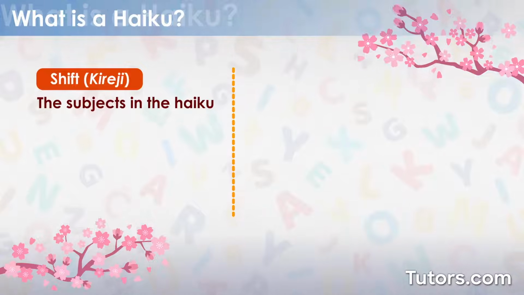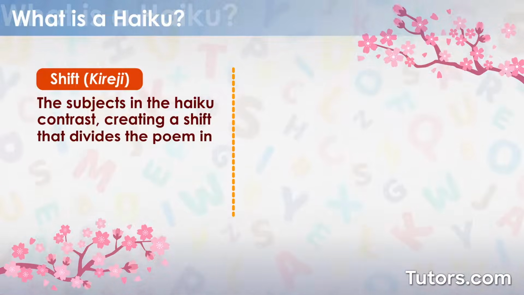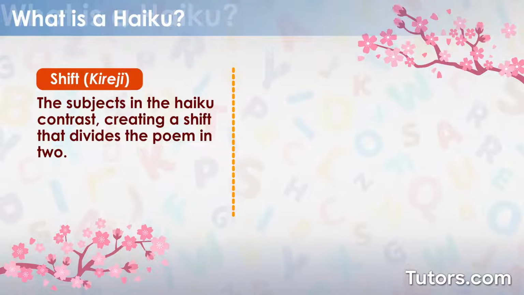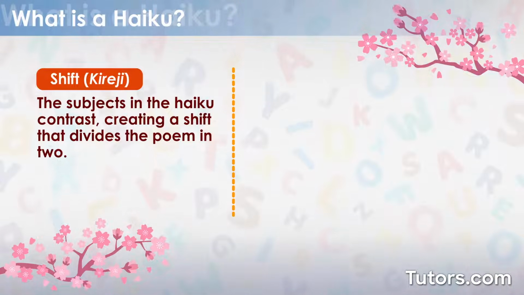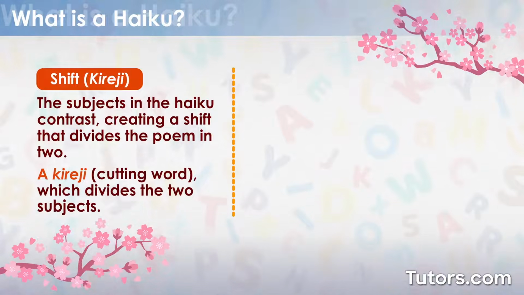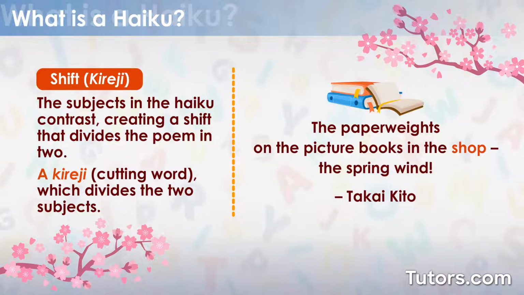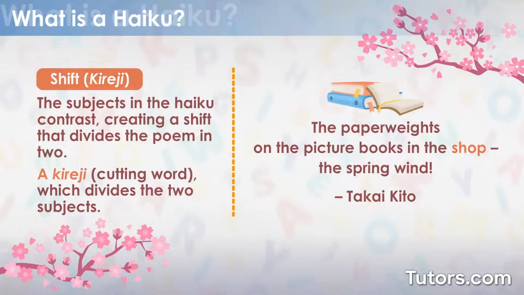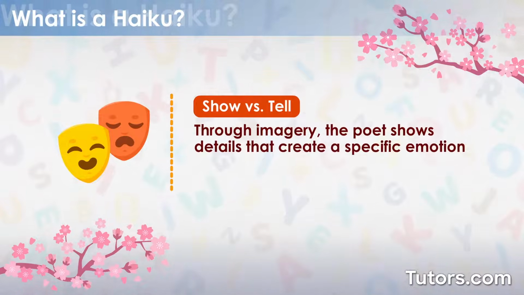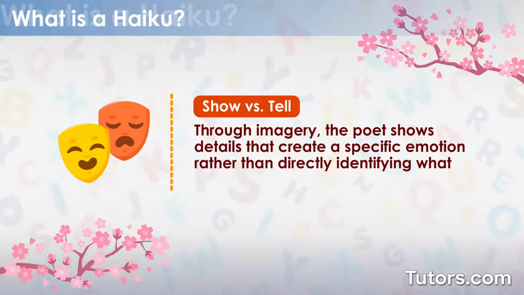The subjects identified in the haiku contrast in some way, creating a shift that divides the poem into 2 halves. In a traditional Japanese haiku, the poet includes a kirigi word, a cutting word, which divides the 2 subjects. In this example, the word shop acts as the kirigi. Through imagery, the poet shows details that create a specific emotion, rather than directly identifying what they feel.